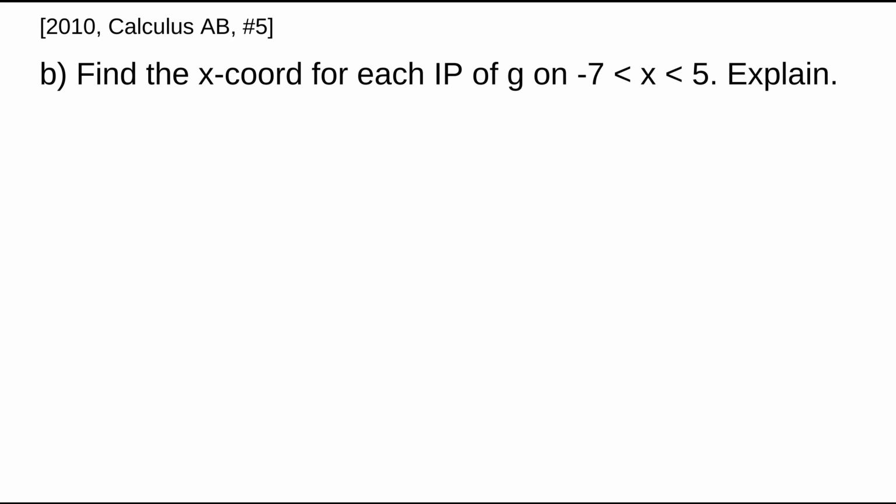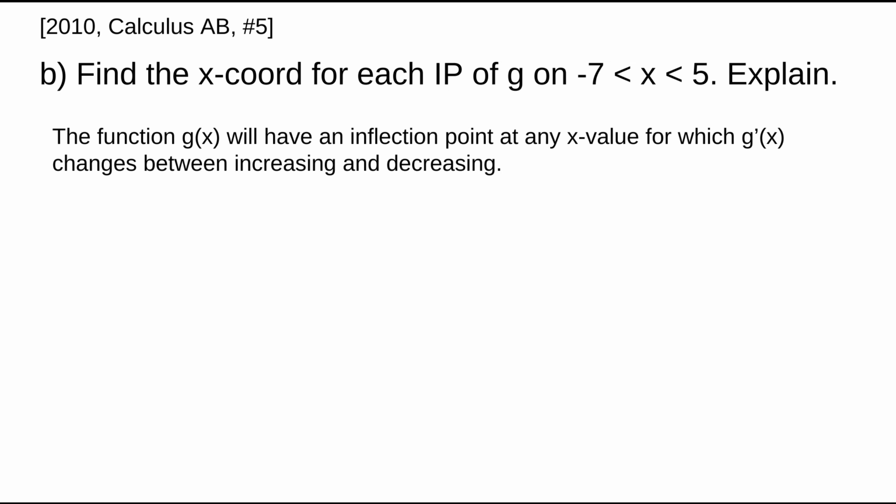In part B, we are asked to find the x-coordinate for each inflection point of g on the open interval from -7 to 5 and explain how we know that it is in fact an inflection point. Right, so the function g will have an inflection point at any x value for which g prime of x changes between increasing and decreasing in either order. It doesn't have to be increasing to decreasing, it just has to change between them.